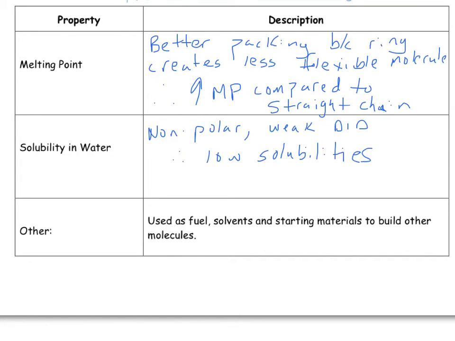Other information about cyclical compounds: some of them are used as fuels, some of them are used as solvents for dissolving both polar and nonpolar things, and then also too they are starting materials for building other molecules. A lot of drugs and antibiotics and things like that have ring structures, so if you're going to synthesize that in the lab, you would use a cyclical compound as a starting material.